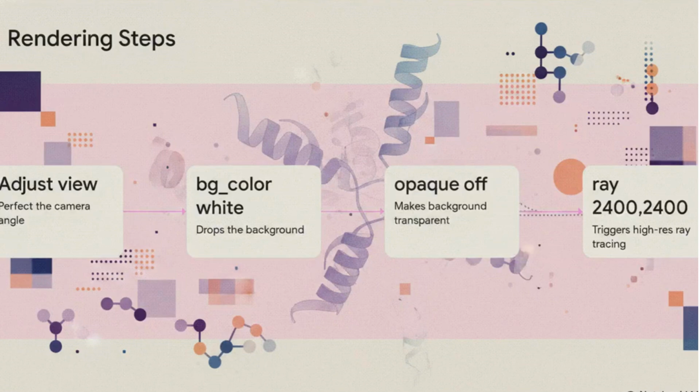Okay, now we're ready to render. To get that publication-ready figure, you walk through a very specific sequence. You perfect your camera angle, drop the background color to white, turn the opaque background off for total transparency, and then fire off Ray 2400-2400. That triggers PyMol's massive high-resolution rendering engine.